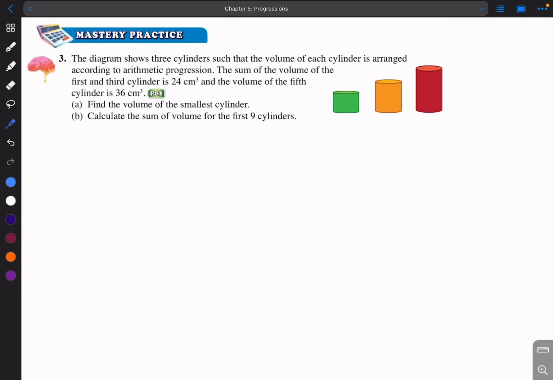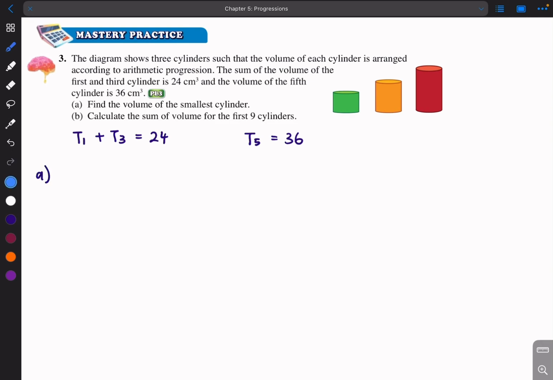Mastery practice question 3. The diagram shows 3 cylinders such that the volume of each cylinder is arranged according to an arithmetic progression. The sum of the volume of the first and third cylinder is 24. So T1 plus T3 is 24. Then they said the volume of the fifth cylinder is 36, so T5 is 36. From here we need to find the volume of the smallest cylinder.